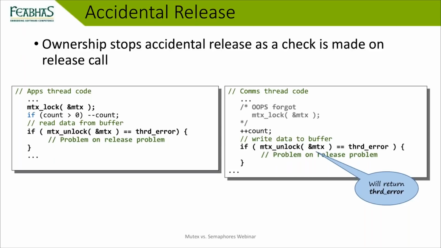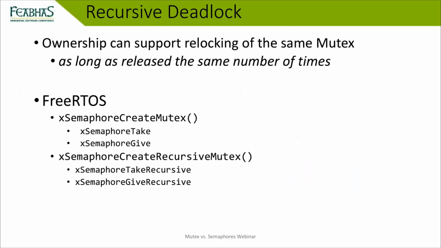So the benefit is you can only unlock a mutex if you've locked it. Now, because we have ownership, that also enables the potential for recursion. Not all real-time operating systems support recursive mutexes, but many do. And notice again with FreeRTOS, it has an API of create mutex and create recursive mutex, so it does differentiate between the two.